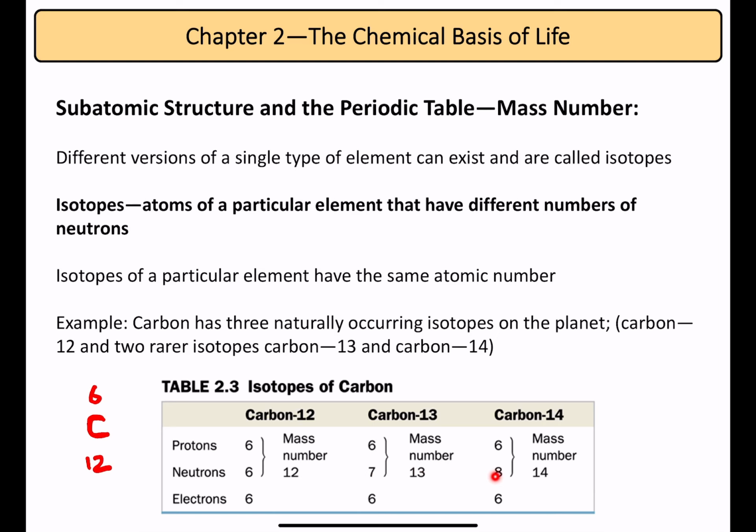Okay, so the way I wrote this here on the left, this isotope of carbon, the most common, we can also write it like this. We can say carbon dash 12. So carbon dash the mass number. That's another way to state that.